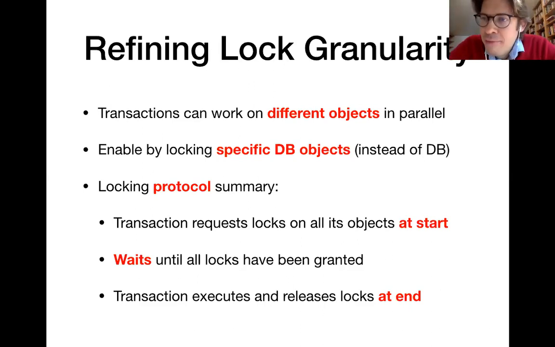And if we have that, then transactions first of all decide which objects they are interested in. Then they request the locks for all those objects and wait until they get them. Then it executes. And finally, the transaction gives back all the locks at the end of execution. All right? So this already works better than before, because now different transactions can proceed in parallel on multiple parts of your database.